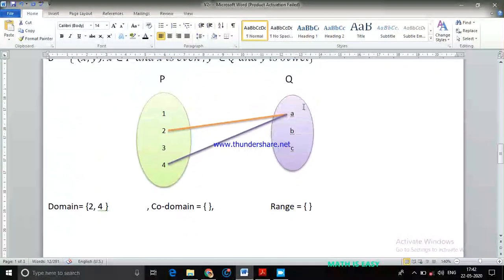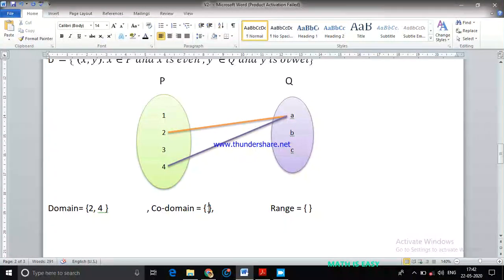Even in the last example, what is the codomain here? A, B, and C. And here the range is just A, because only A is getting mapped. B and C have no mapping from P, so hence they will not be in the range.